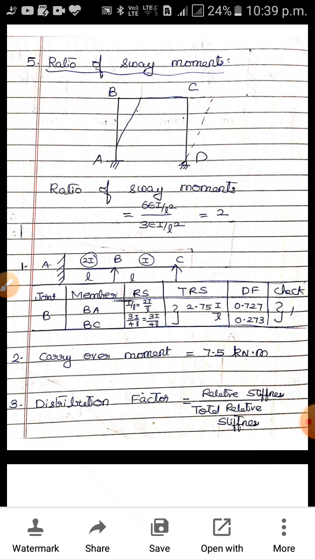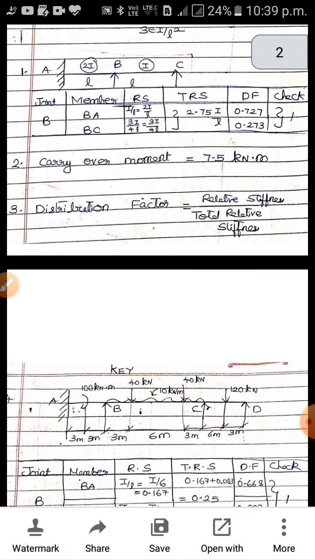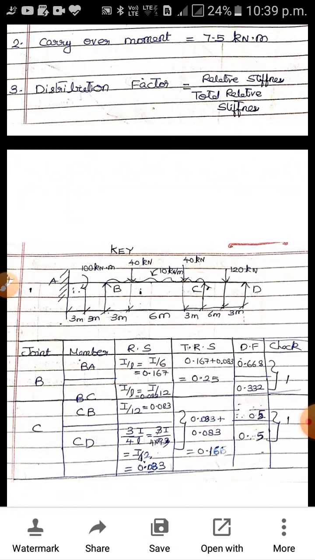So let me discuss. This is the main part. For question number 4, you had to find the distribution factor. At joint B you have BA and BC. BA is fixed, so what is the formula? I by L. All of you have it wrong. So I by L.